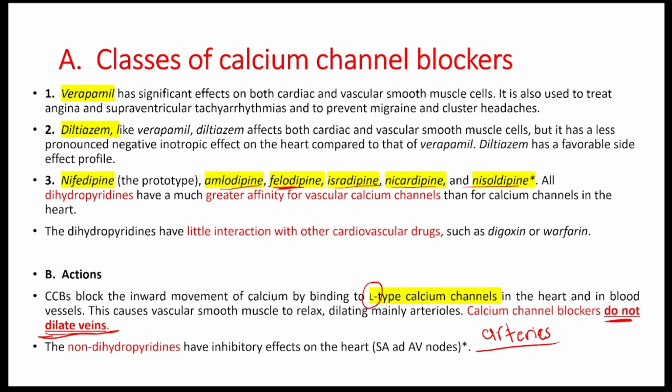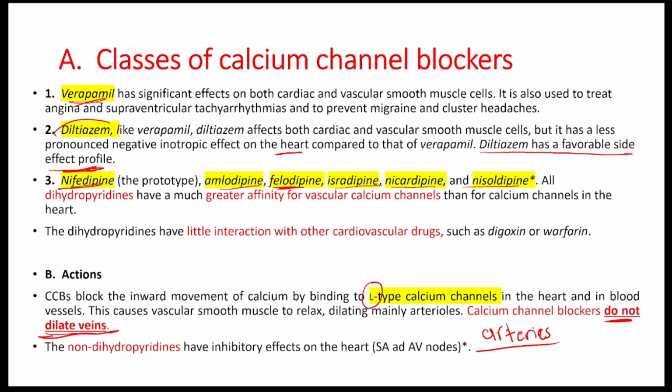So the question now: diltiazem has a favorable effect on the heart, so it mainly affects the heart. Verapamil mainly affects the heart. Nifedipine mainly affects the blood vessels.